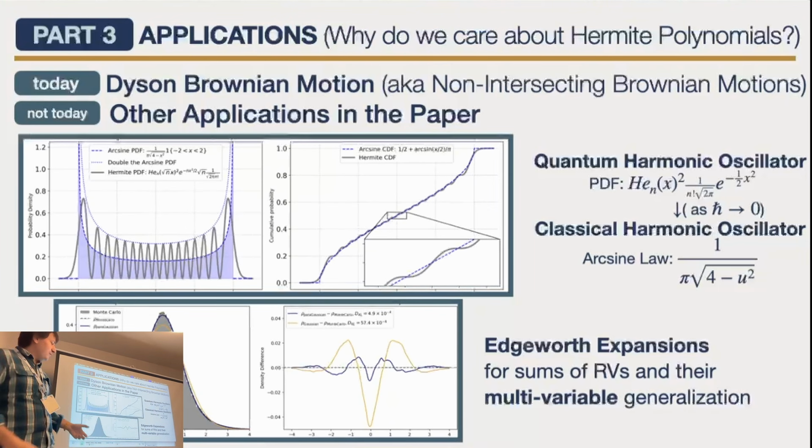There was no technology for this. We kept working out stuff, and these weird miracles would happen. We realized, wait a second, there's this easy formula that does everything. So this application is really what caused the whole thing. But today I'll talk about Dyson Brownian motion.